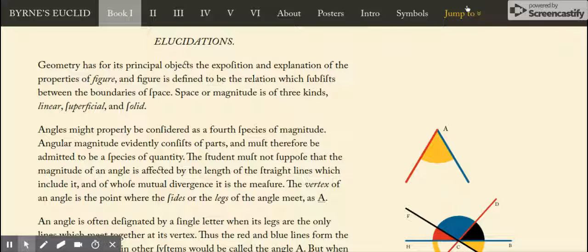Geometry has for its principal objects the exposition and explanation of the properties of figure, and figure is defined to be the relation which subsists between the boundaries of space. Space, or magnitude, is of three kinds: linear, superficial, and solid. Angles might properly be considered as a fourth species of magnitude. Angular magnitude evidently consists of parts and must therefore be admitted to be a species of quantity.